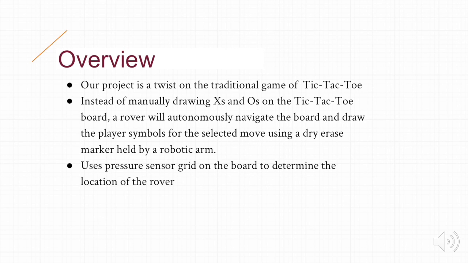We use a pressure sensor grid on the board to determine the location of the rover. Our application allows for 1 or 2 players to play the tic-tac-toe game at once. A user playing in one-player mode has 2 options for the computer player's difficulty. We have an easy mode and a hard mode. Our application also visibly shows the users the location of the rover as it navigates the board. And we have a hidden surprise for a victorious user at the end of the game.